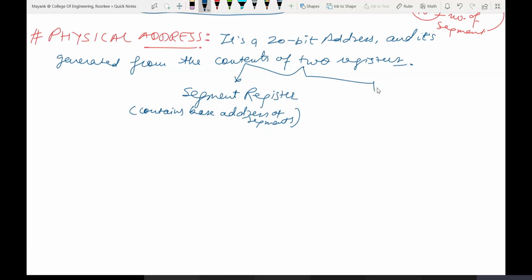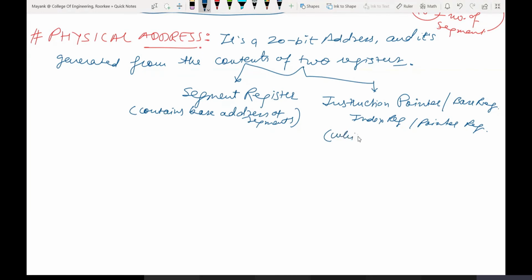Which one is the next register? The next register is the instruction pointer, or base register, or index register, or it can also be the pointer register. And what do they contain? Any one of them will come in action, which contains the 16-bit offset or effective address. So any one of them on this right side will be involved with calculation or generation of the effective address or the offset address.